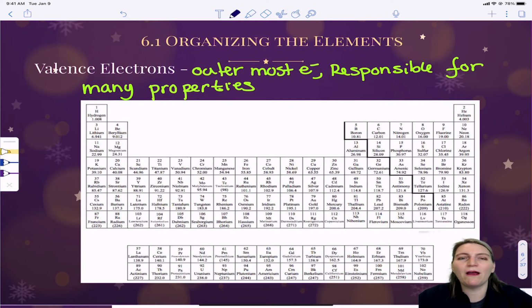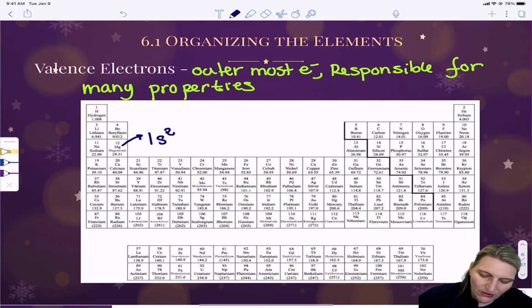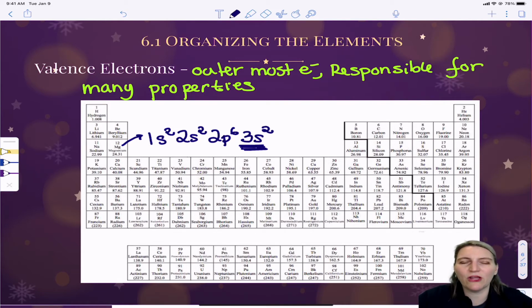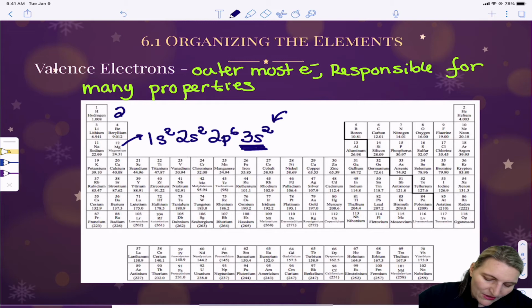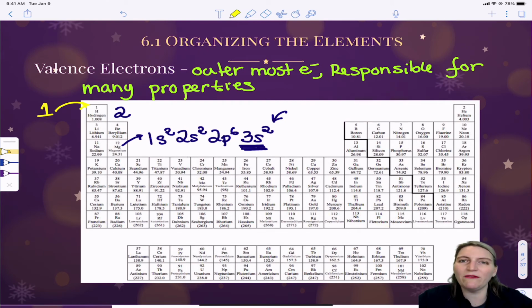And you'll remember from electron configuration, when we say the outermost electrons, we mean the highest energy level that's occupied. So if I think of magnesium, if we do magnesium's electron configuration, 1s2, 2s2, 2p6, 3s2. The highest occupied energy level is the third energy level, and there are 2 electrons in it. Magnesium, and everything in magnesium's column, has 2 valence electrons.